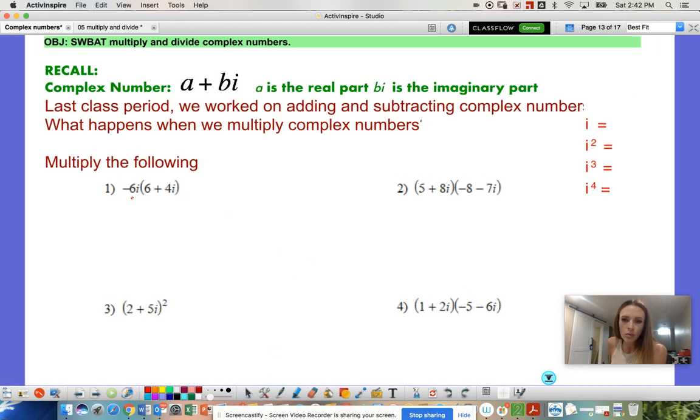So let's write this down. I is just I, right? I squared is -1, and then -I, and then 1. So it goes imaginary, real, imaginary, real.